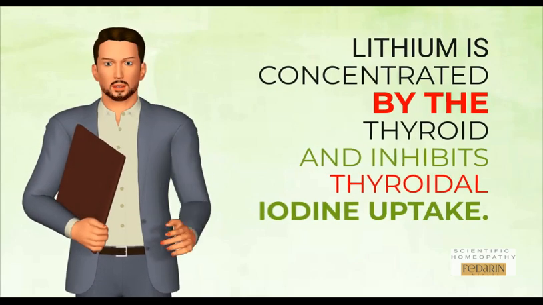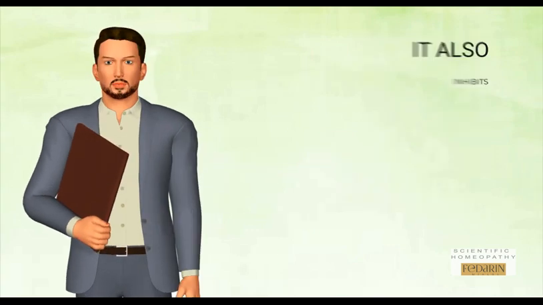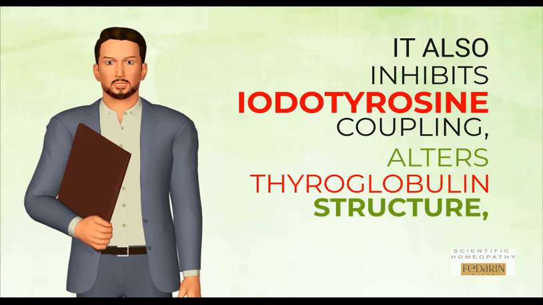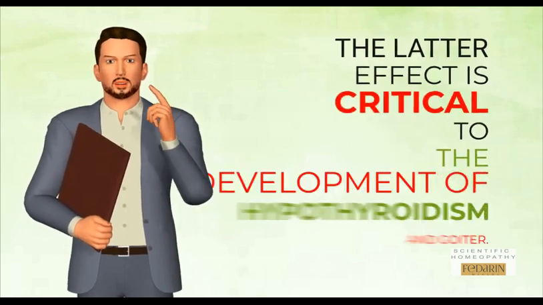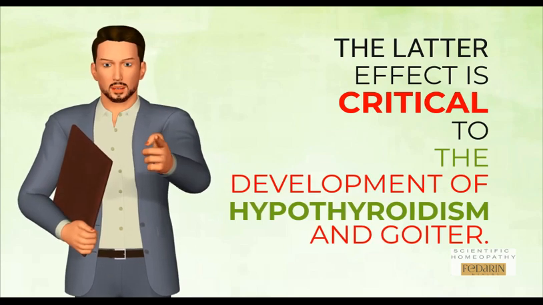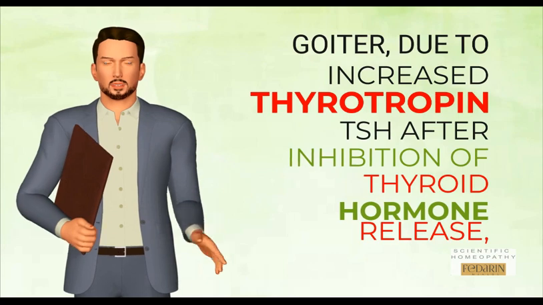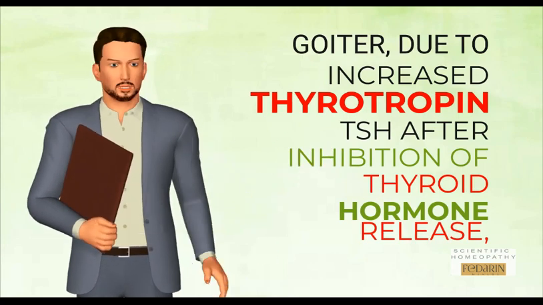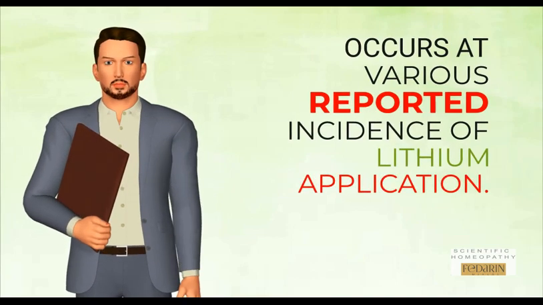Lithium is concentrated by the thyroid and inhibits thyroidal iodine uptake. It also inhibits iodotyrosine coupling, alters thyroglobulin structure, and inhibits thyroid hormone secretion. The latter effect is critical to the development of hypothyroidism and goiter. Goiter, due to increased thyrotropin, or TSH, after inhibition of thyroid hormone release, occurs at various reported incidences of lithium application.